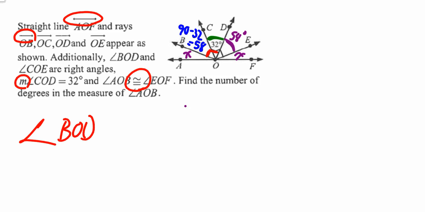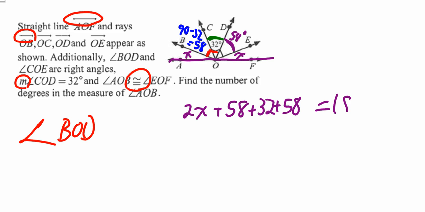So really, we've got our two x's, plus our 58, plus our 32, plus our 58. And it says that they're on a straight line, which means they add up to 180. So when you add those up, you do 180 minus, that's 90 minus 58, you will end up with, I think, 32. And then when you divide that by 2, you get 16. So the missing angle is 16.